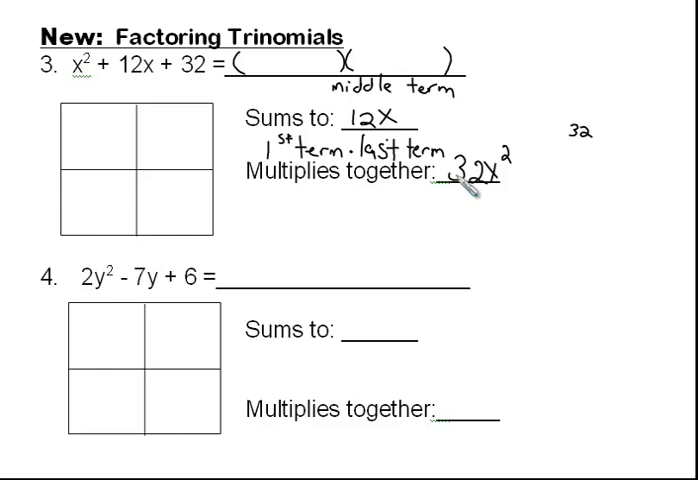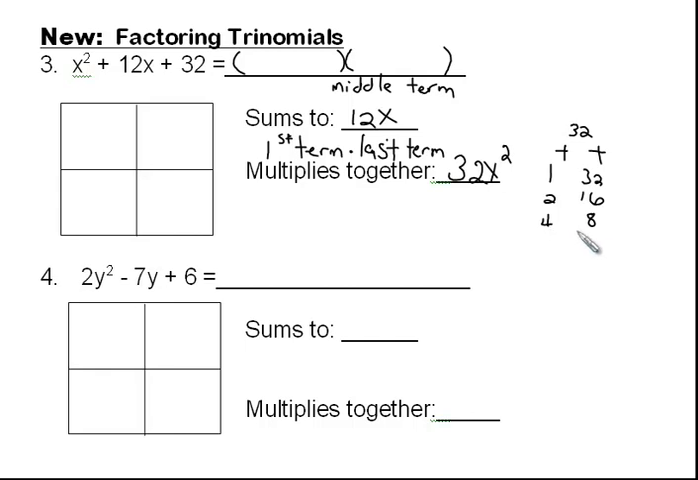Factors of 32. Since this is positive and the sum is positive, both my factors are going to be positive. And I need something that factors, so we have 1 and 32, 2 times 16, 4 times 8. And that's the one that will do it. When you find the right factor, you can stop.